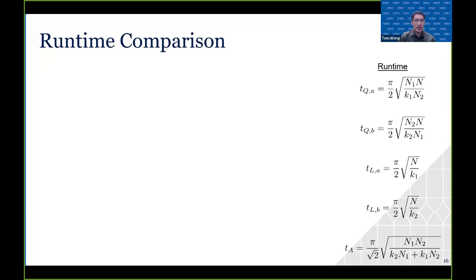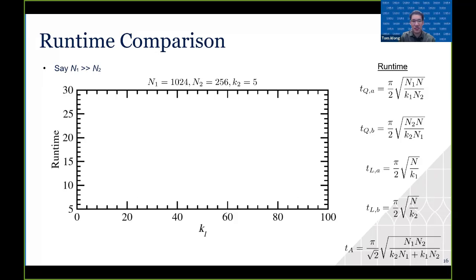What I'm going to assume for this comparison is that N1 is much bigger than N2, so there are a lot more vertices in the left set than the right set. You can also do the opposite assumption and just switch the roles of N1 and N2 and K1 and K2. So let's look at the case when N1 is 1024, N2 is 256. Again, there are a lot more vertices in the left set than the right set. Say there are 5 marked vertices in the right set. And we're going to compare these 5 runtimes as the number of marked vertices in the left set scales.